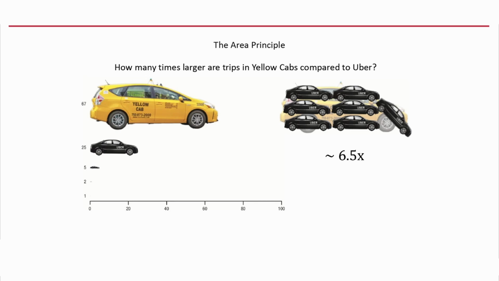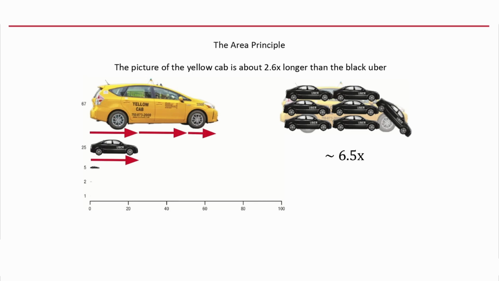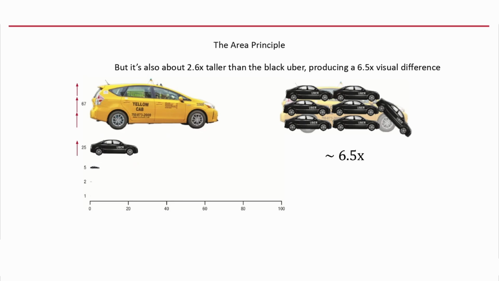The reason the scale of the pictures is different than the scale of the numbers is that the length of the cars is correct. The yellow cab is 2.6 times longer than the black Uber car. Unfortunately, so is the height. So you have a 2-dimensional difference. 2.6 times taller and 2.6 times wider gets you a 6.5x difference. Now, it's not to say that this was done on purpose or by accident. Most likely, it was done by accident.